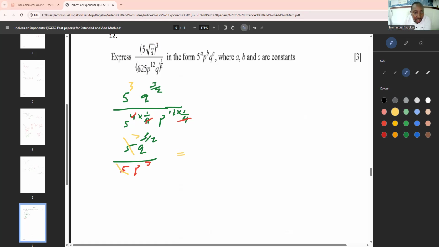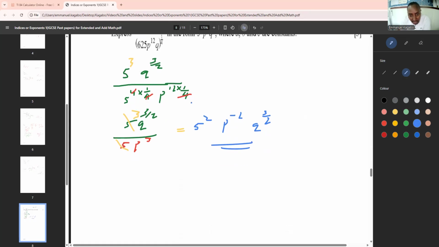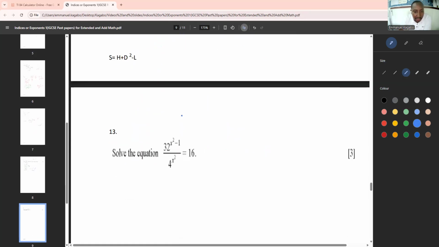Now, this is power 3 here. Then it will give me 5 squared, right? You see that? Then here it will be p power negative 2, because it was down, I took it up. Then I'll get q power 3 over 2. Okay? Redo the question and check if what I did is correct. If there's anything you don't understand, feel free to ask me. I'll explain again. Good. Next.